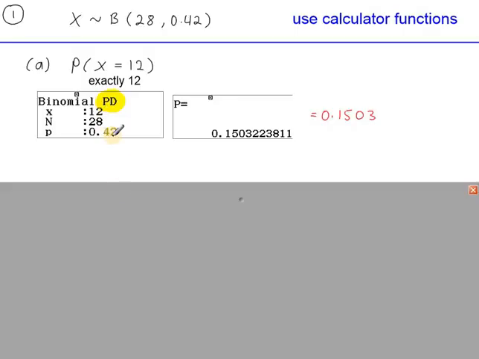So values in the calculator, you get your probability rounded to something appropriate. I've used 4 significant figures just in case I need to use this probability for any subsequent calculations.